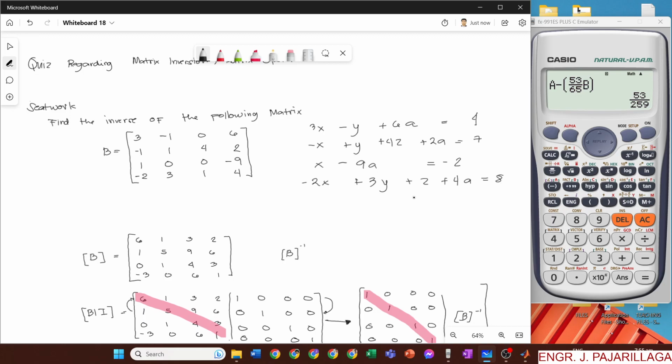Okay? So, in order to solve for x, y, and z, the column or the vector x, y, z, a should be equivalent to the inverse of this B matrix multiplied by this vector 4, 7, negative 2, 8. Okay? So it should be equivalent there. Alright? So, to solve for these unknowns, we can use the inverse matrix. That is why we get the inverse matrix, to solve for the values of these unknown variables.